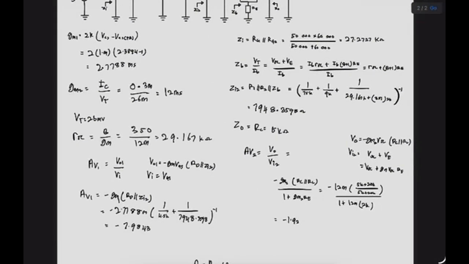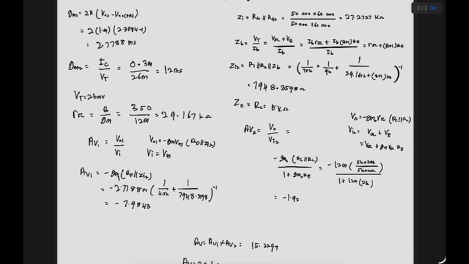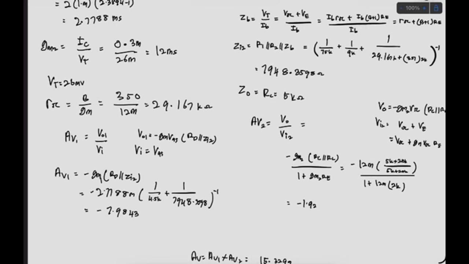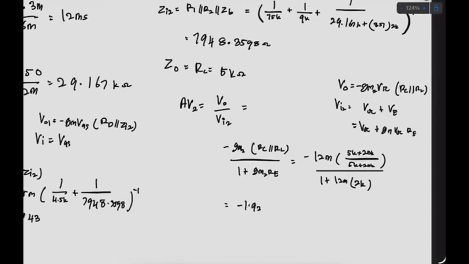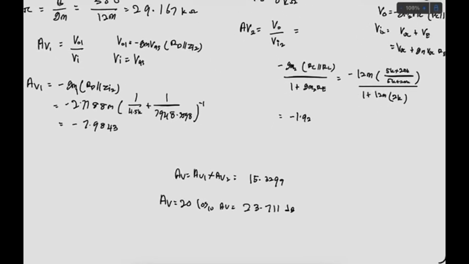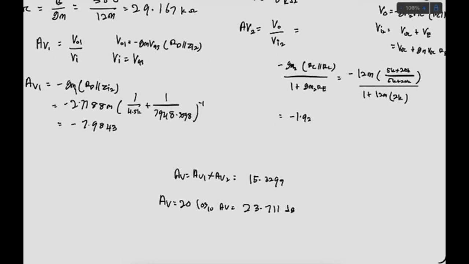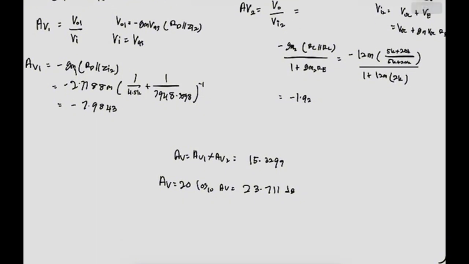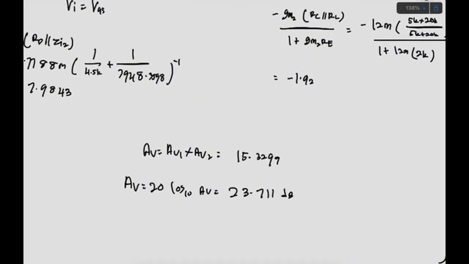For the voltage gain, to find the overall gain, we need to find each voltage gain, which is Av1 for the MOSFET and then Av2 for the BJT. Then we multiply the values, and we get the overall voltage gain of 15.3299, and we can also put it into dB units, which gives 23.711 dB.